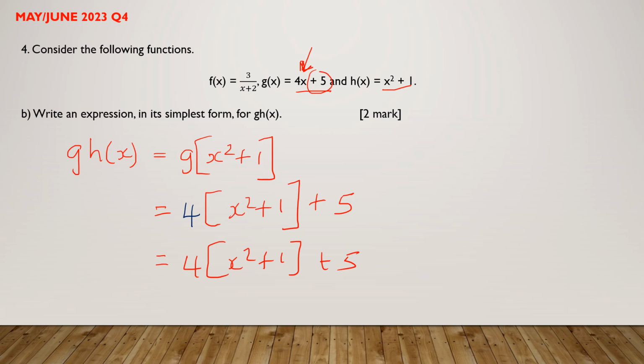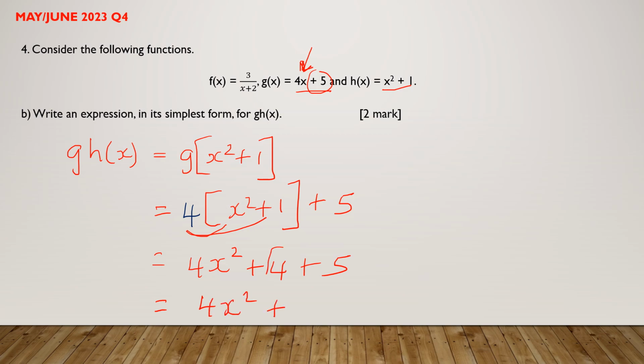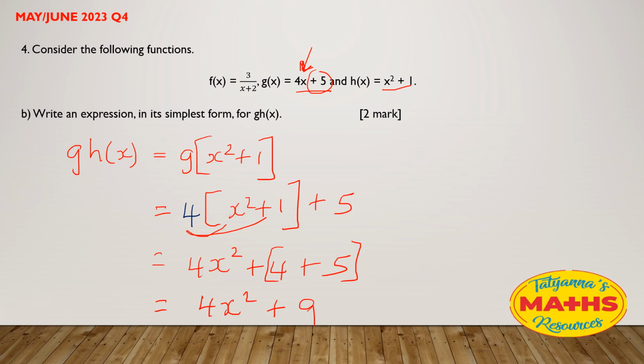We could leave it like that. I didn't have to rewrite it again. So that's the answer: 4 open bracket x squared plus 1 close the bracket plus 5. The question said in its simplest form, that's true. So let's remove the bracket. So we get 4x squared plus 4 ones are 4, plus 5. We're going to add these two, 9. Okay, so that's the answer: 4x squared plus 9.